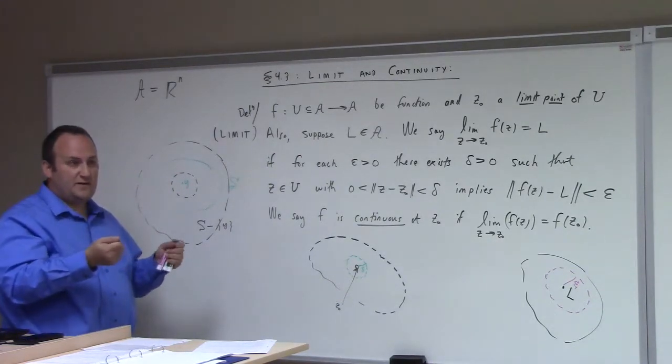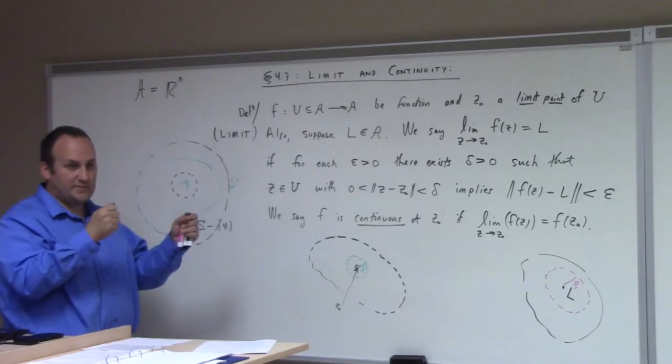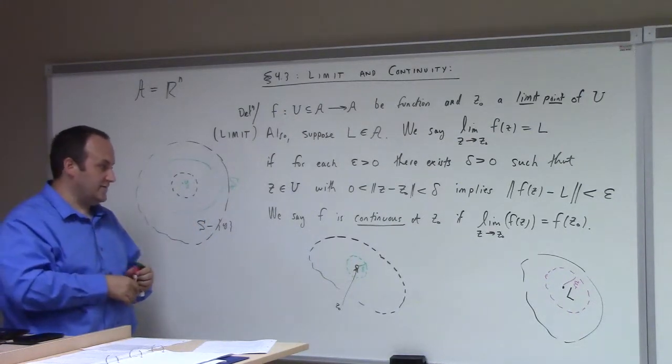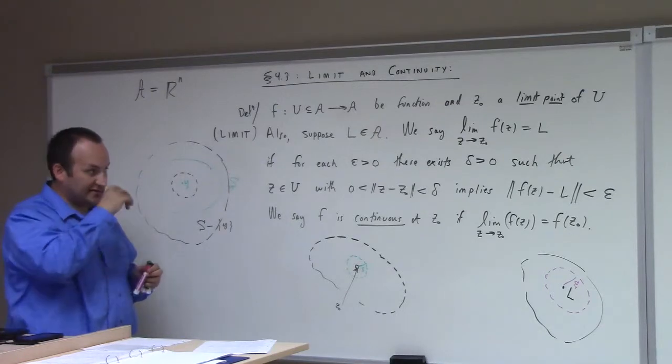Intuitively speaking, if your function has a jump, then you might not be able to do that. And such a function would be called discontinuous and so forth. All right, enough.